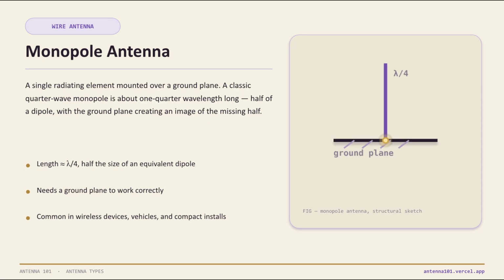A monopole tuner is a single radiating element mounted over a ground plane. A classic quarter-wave monopole is approximately 1/4 wavelength long and can be viewed as half of a dipole, with the ground plane creating an equivalent image of the missing half. Monopoles are widely used in wireless devices, vehicles, and other applications where a compact tuner is needed.